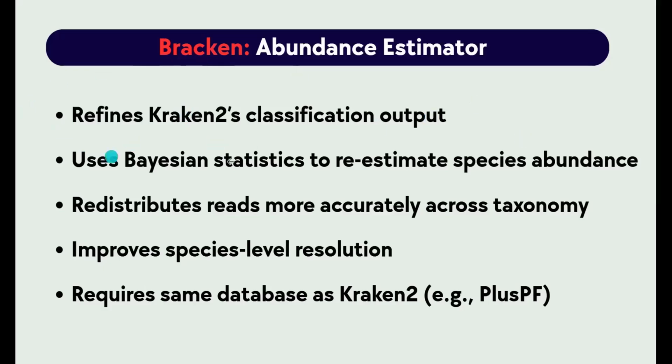The first key feature of Bracken tool is that it refines Kraken 2 classification output. Bracken doesn't do classification on its own, like it doesn't do classification from scratch. Instead, it takes the results Kraken 2 gave you, the list of microbes it found, and improves them. Especially when Kraken 2 wasn't confident at lower levels like species.